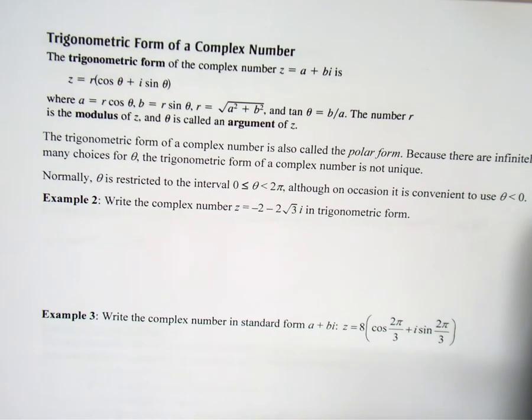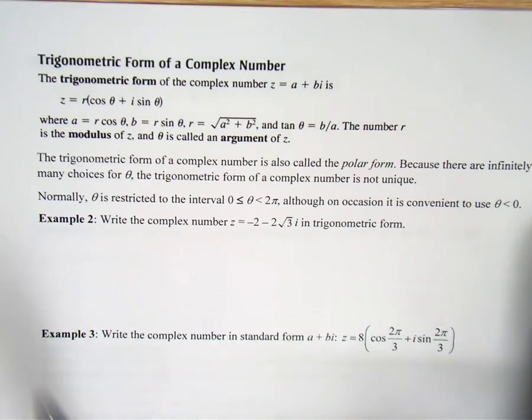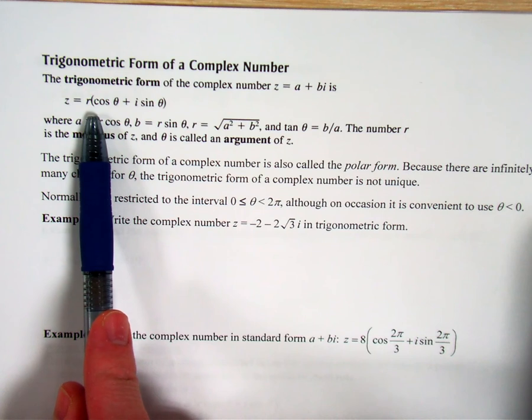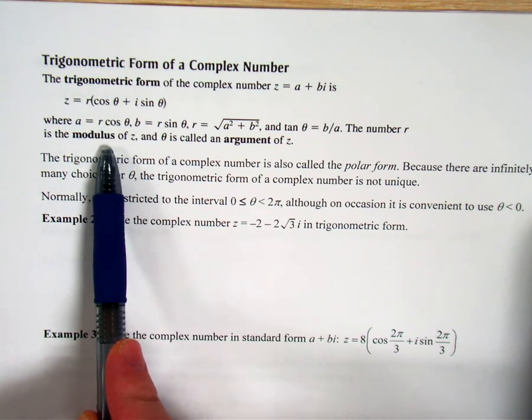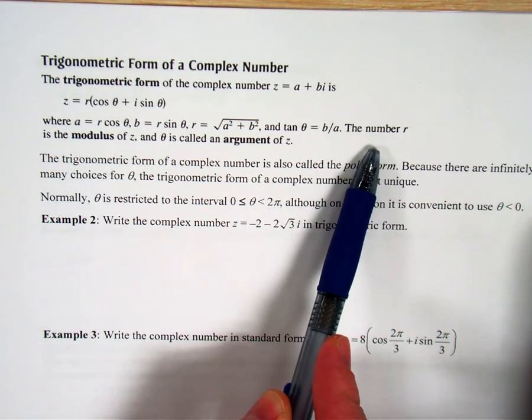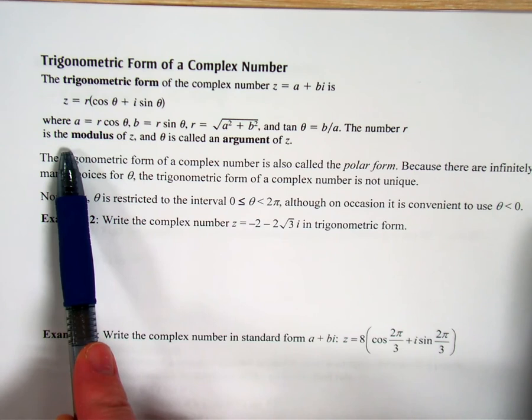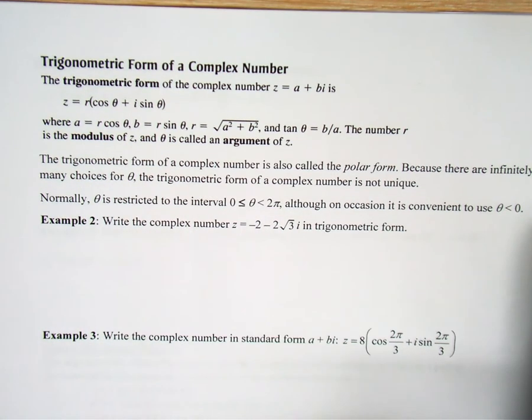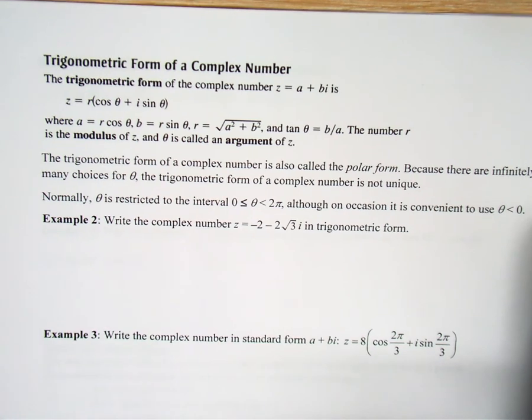Okay. Trig form of a complex number, z equals a plus bi, is z equals r times cosine theta plus i sine theta. The number r is your modulus of z, and theta is called the argument of z. I also think of r as like the radius. It's how far out you are. Modulus is a little more fancy there for you.